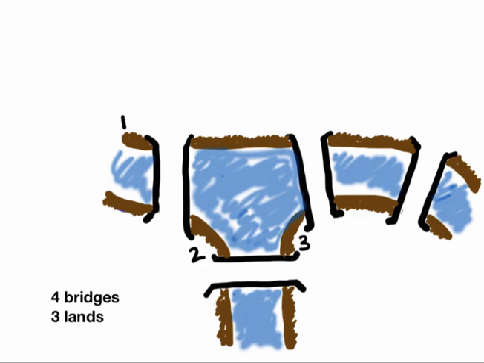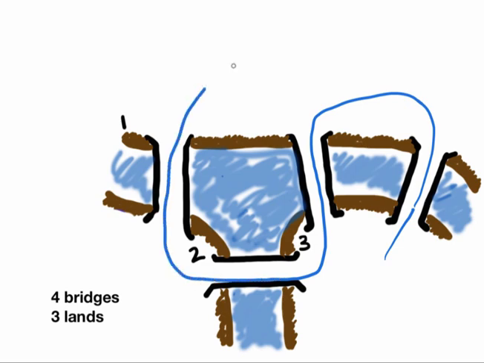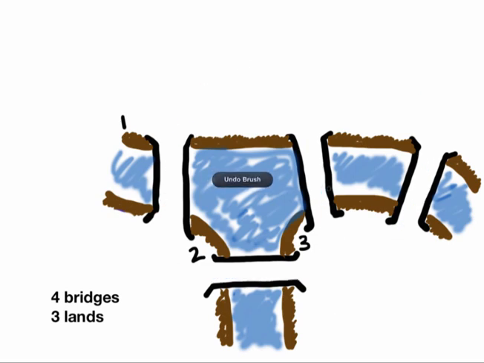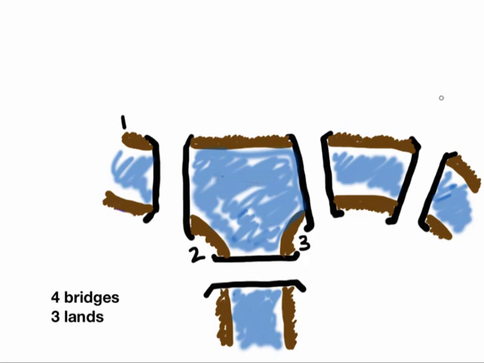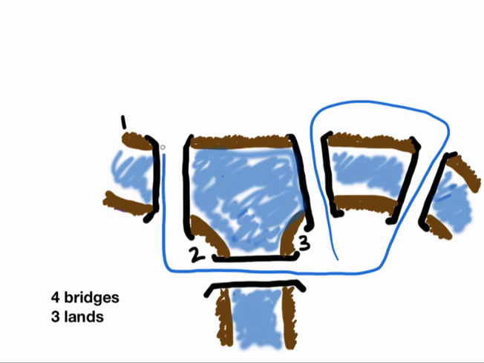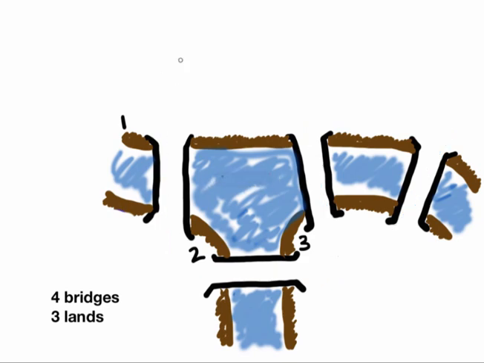First, we have the Four Bridges, Three Lands puzzle. The point is that we are to cross every bridge exactly once. And in doing so, of course, we're also going to touch all three lands. We can go this way. We can go this way. We can go that way. So it's got a bunch of solutions. Actually, not near infinite, but it's got a bunch.